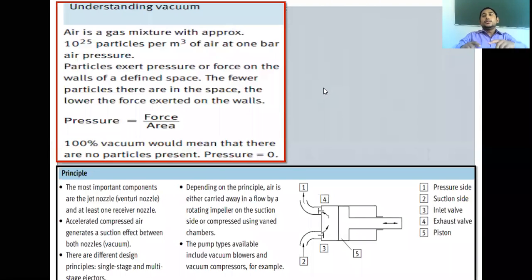Suppose there is some amount of area present, and we apply some force on that particular area. What will happen? It creates a pressure on that particular area, and at the same time pressure is developed.